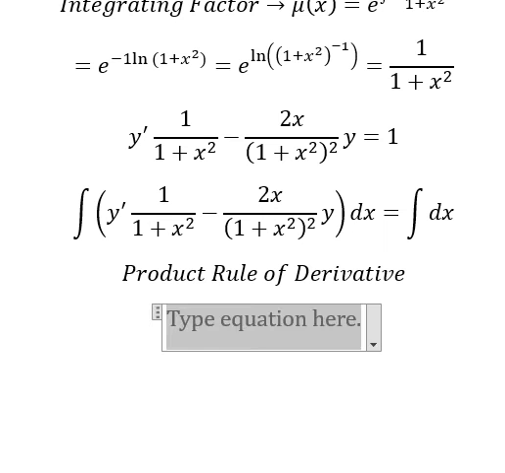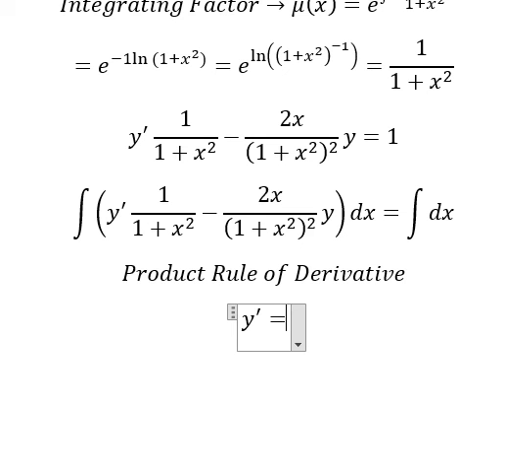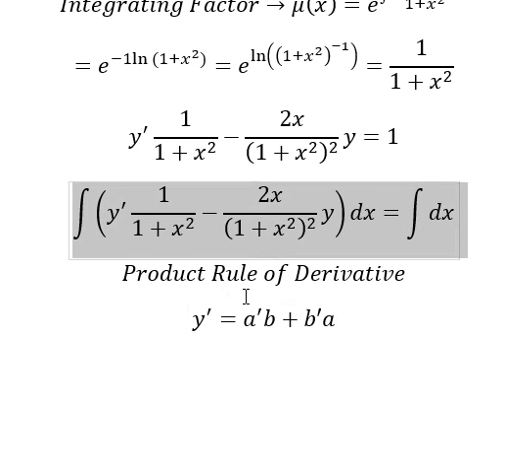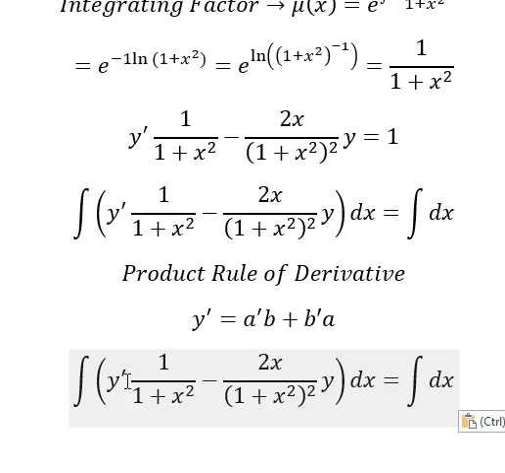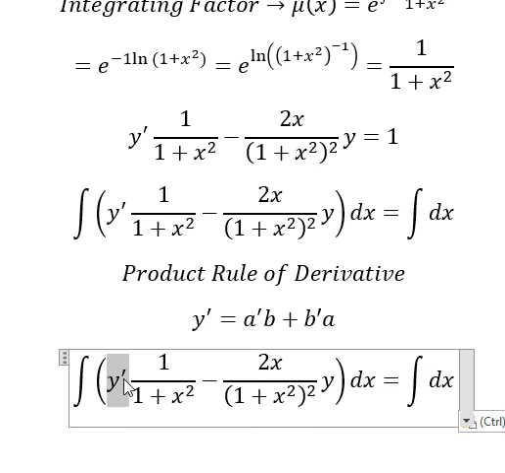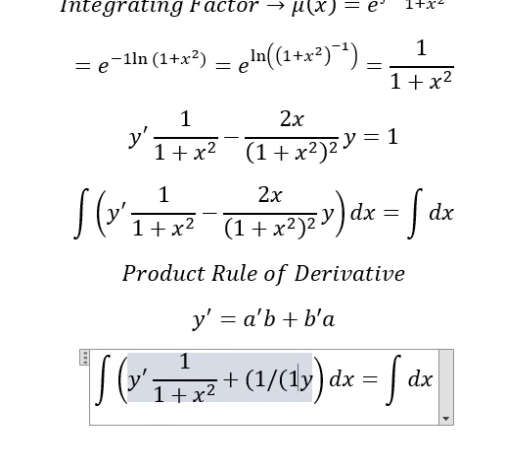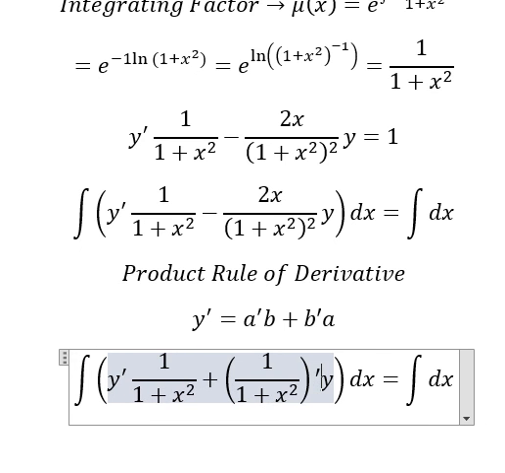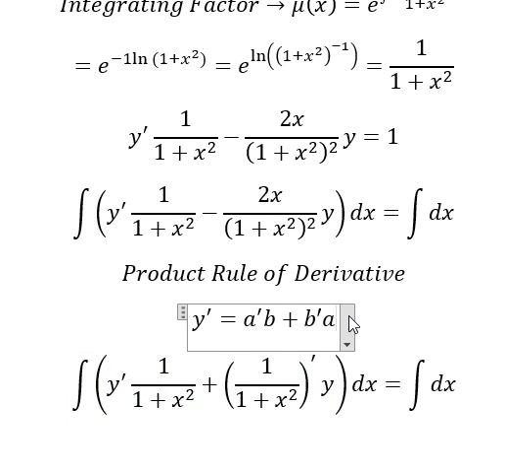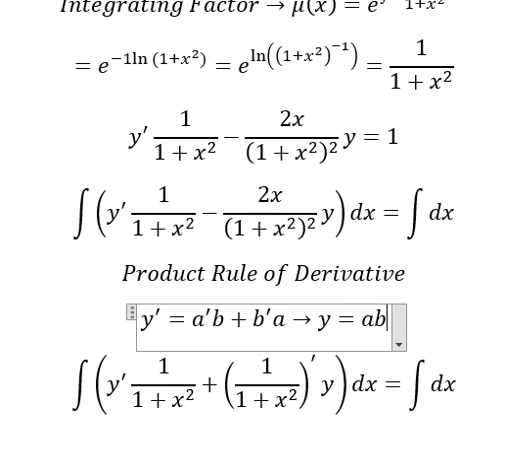So we have the first derivative of y equals the first derivative of a multiplied by b plus the first derivative of b multiplied by a. So we have the first derivative of a multiplied by b. This one is the first derivative of b multiplied by a. So the integration of this one, we have y equals ab.